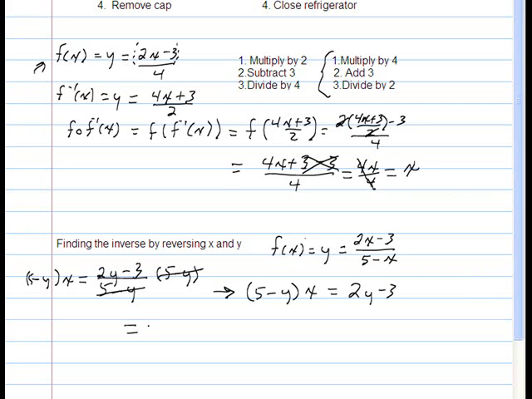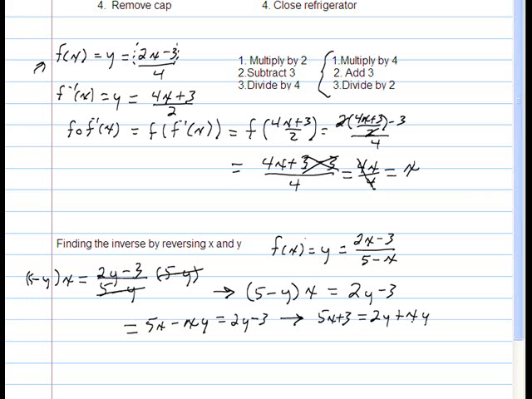Now the next thing that we want to do is get y out of the grouping symbol. So we write that as 5x minus xy equals 2y minus 3. And now we want to get our y terms to one side and our non-y terms to the other side. I could bring the 2y over here, but then both my y terms would have negative signs. So I'm going to move the xy to the other side. So on the other side, I'm going to get 2y plus xy. On this side, I'm going to bring the 3 over, so I'll get 5x plus 3.